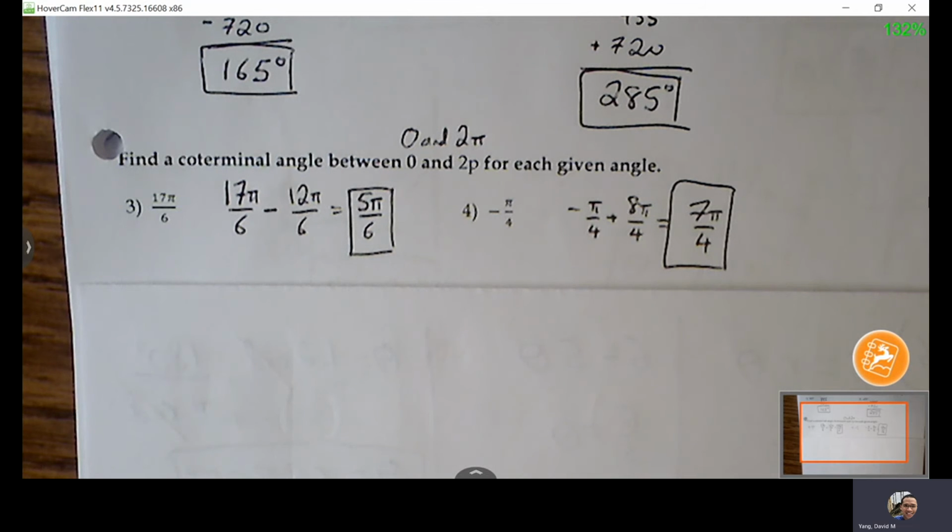Yes? Can you just convert back to degrees and then convert your answer back to radians? That's true. Yeah, you can. As long as you can present your answer in the same unit as the starting, you can do everything in terms of degrees and then bring it back in terms of radians.